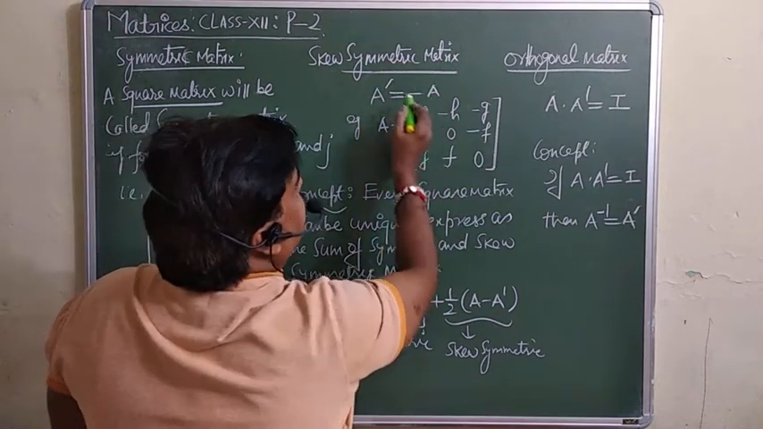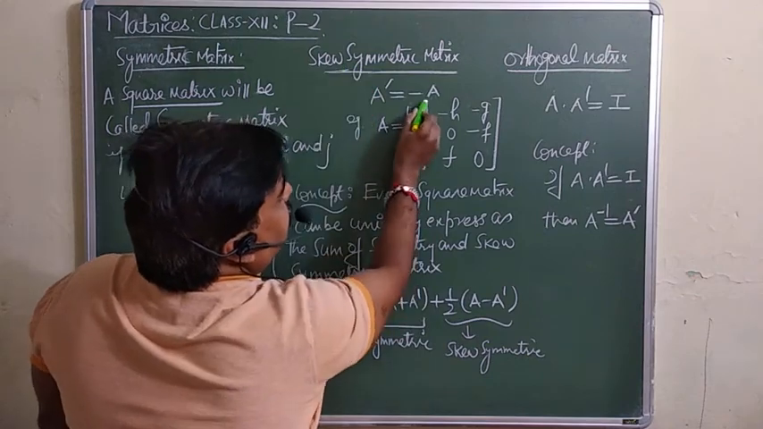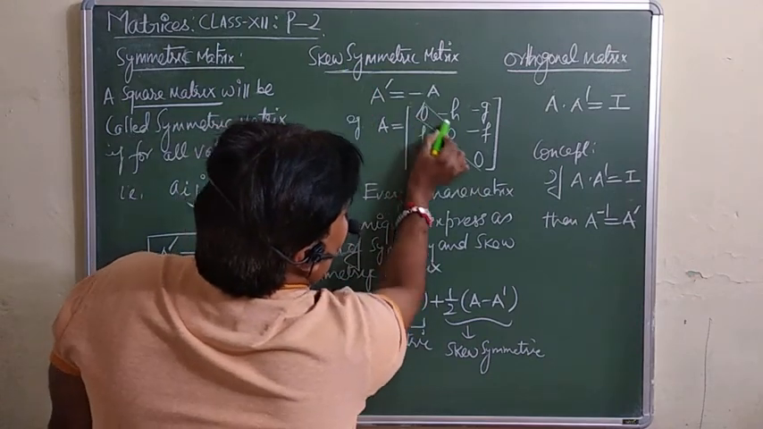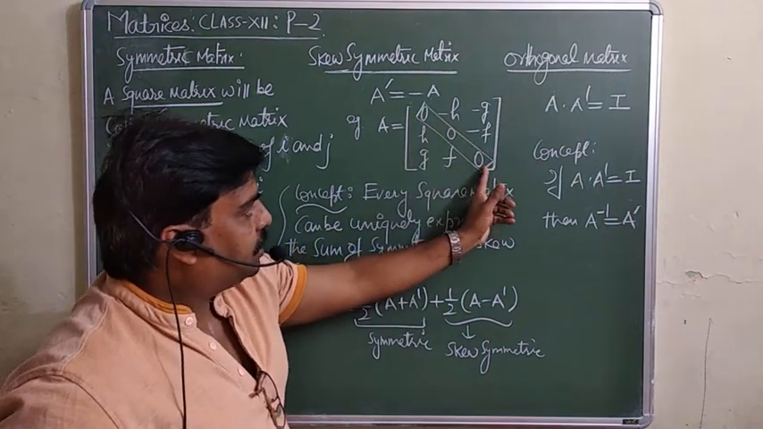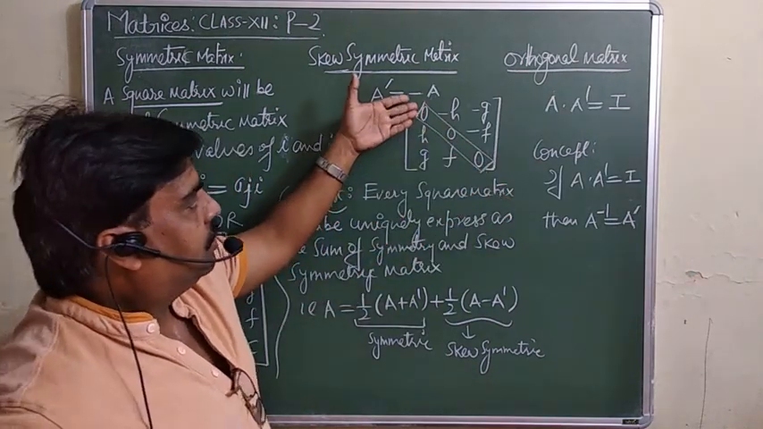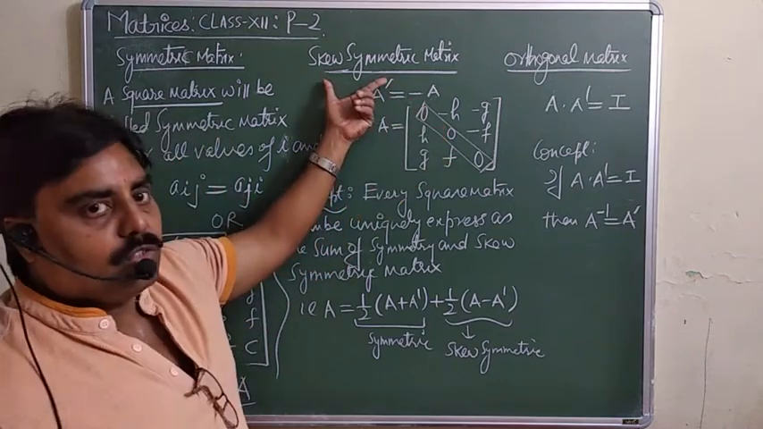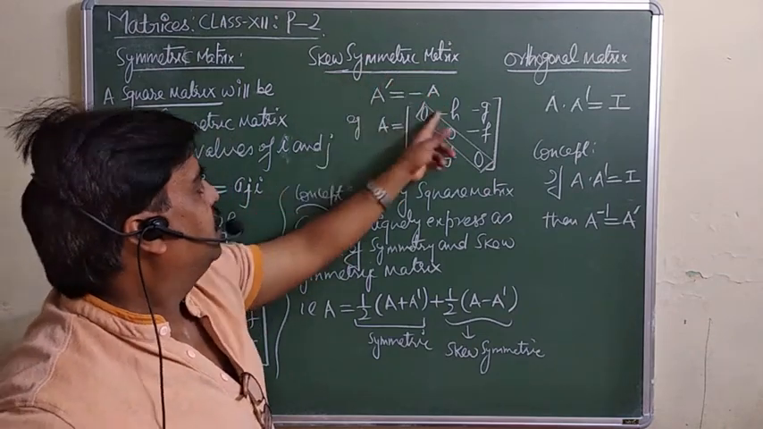If any matrix is a skew symmetric matrix, in that one the diagonal elements will always be zero. So if all the diagonal elements are zero, at least you can presume that it may be a skew symmetric matrix, but this condition must be satisfied.